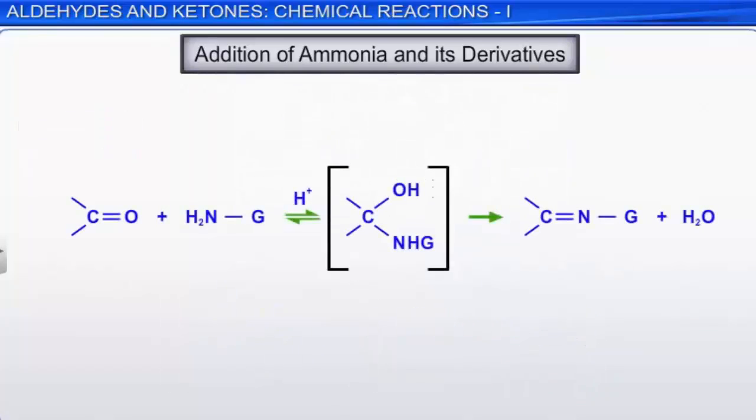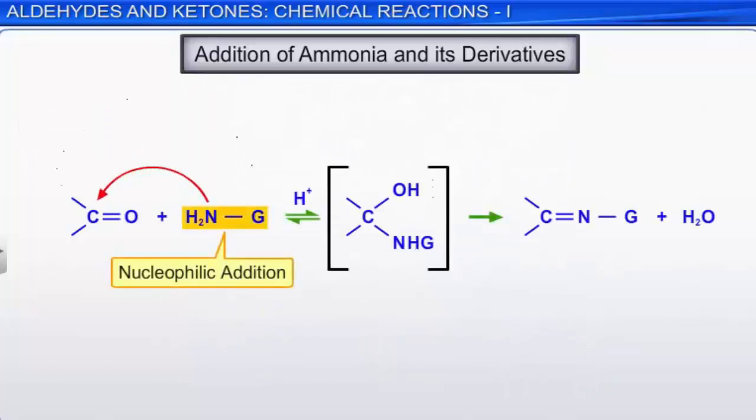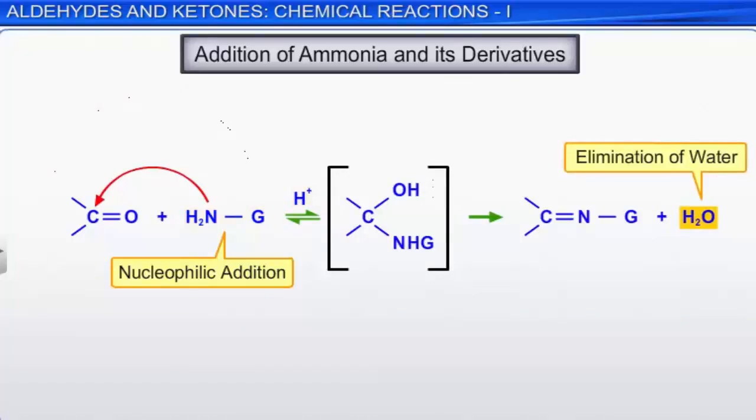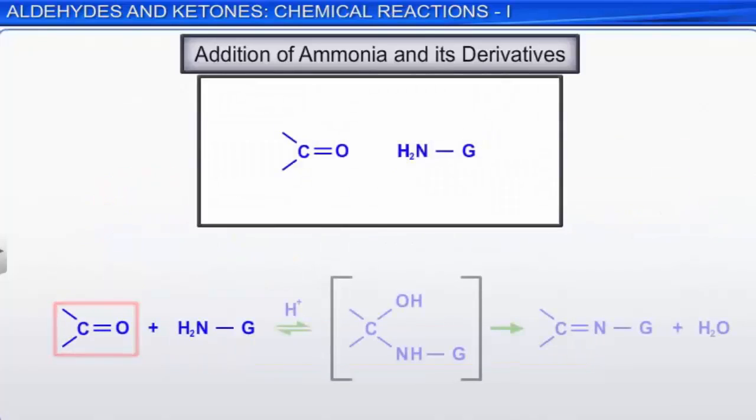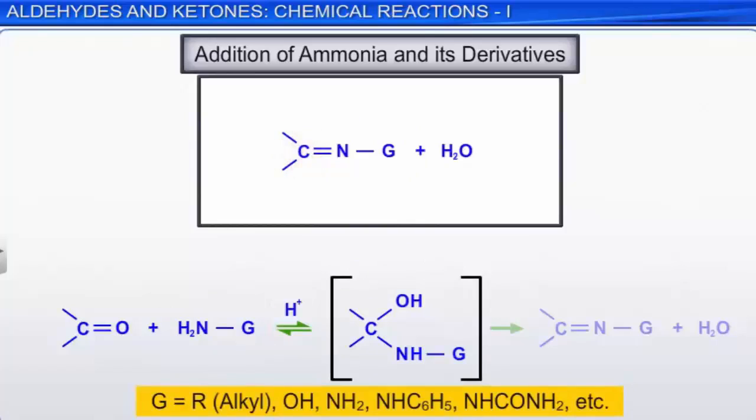Since these reactions involve the addition of a nucleophile in the presence of an acid followed by the elimination of the water molecule, they are termed as nucleophilic addition-elimination reactions. Aldehydes and ketones react with ammonia derivatives with the general formula NH2G. Here, G is equal to R (alkyl group), OH, NH2, NHC6H5, NHCONH2, etc.